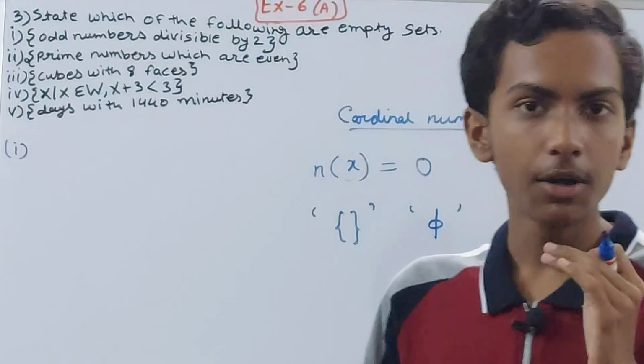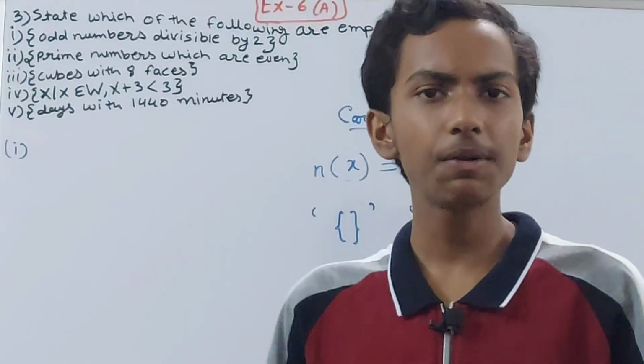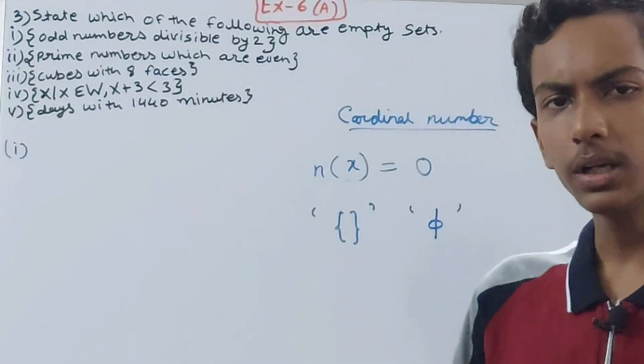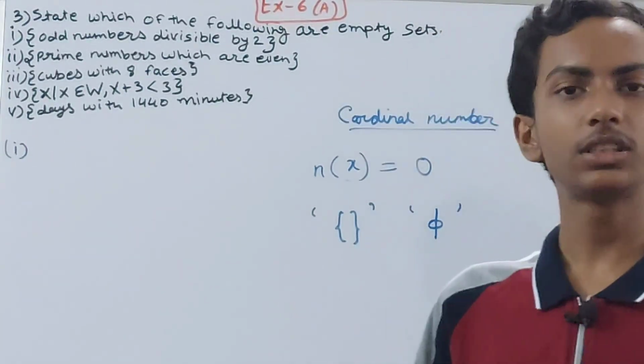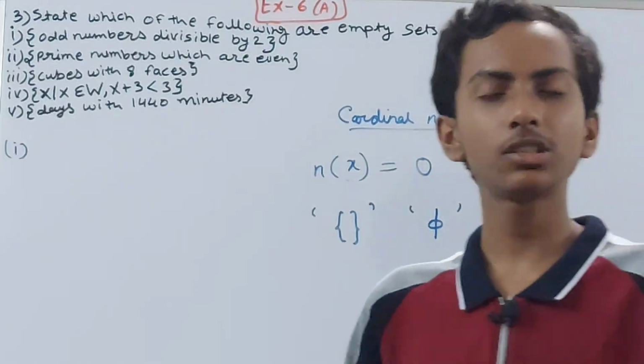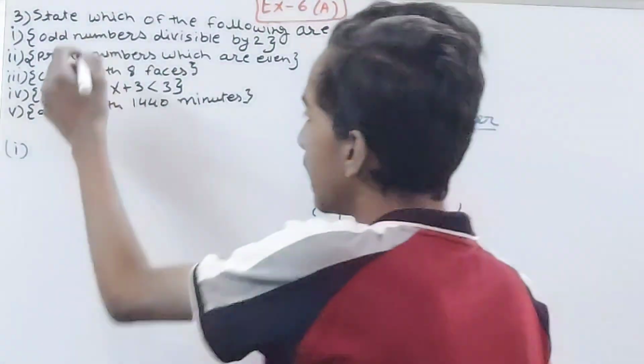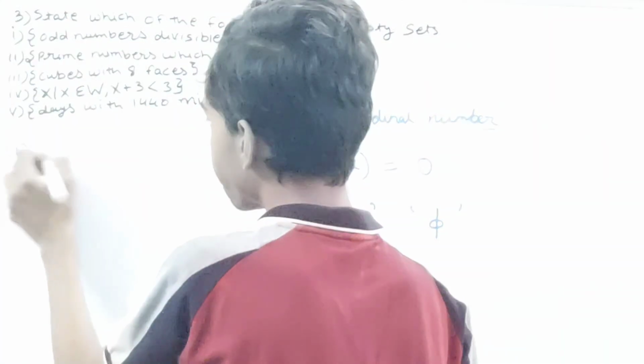If there are no elements in that set, it is an empty set. Are there any odd numbers which are divisible by 2? No. The definition says odd numbers are those numbers which are not divisible by 2. So there is no odd number which is divisible by 2. That means it is an empty set.